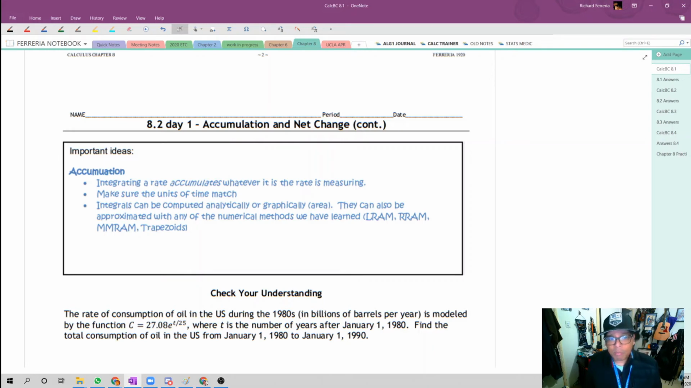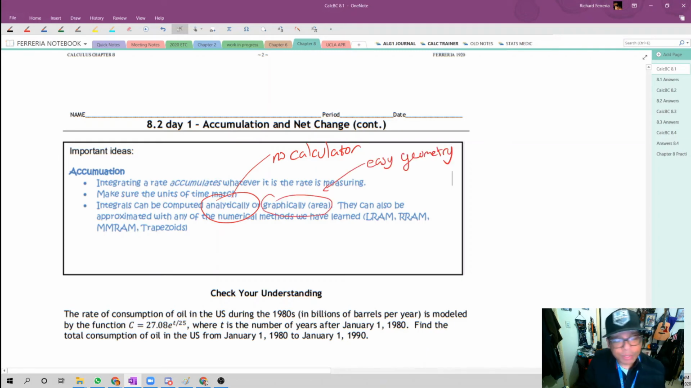Integrals can be computed either analytically if you have no calculator, graphically if you don't have a function necessarily. That's of course if all the shapes were easy geometric shapes. And lastly, they can be approximated with numerical methods, which is what you would do if you have a table of values.